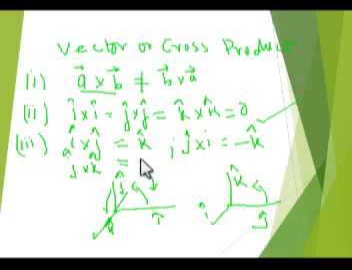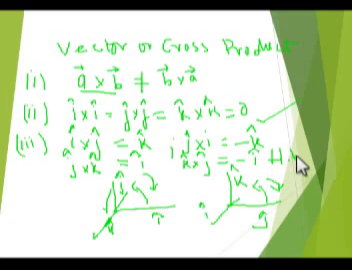And if it goes reversely, k vector to j vector, then what will you get? Negative I, because we will go in the clockwise direction. So we will get negative of I, minus I. The others are homework: you must do them and find out whether this is true or not.